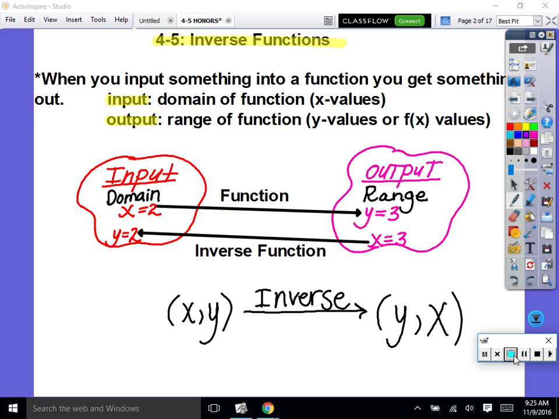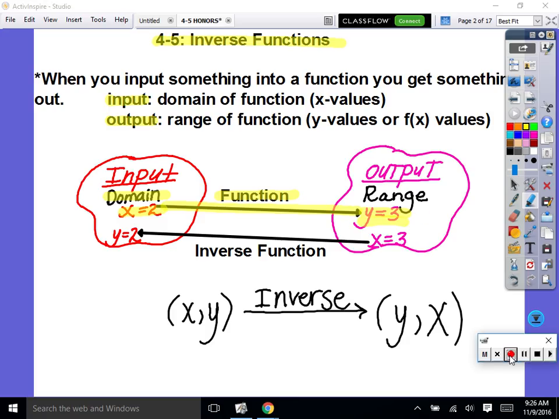So let's just talk about a function. We know how functions work. If you input something into a function, you get an output, correct? You plug something into a function, you get something out. Our input would be what we put into our function. That'd be the domain of our function. We already know this. And we get something out, and that would be the range of our function, our y values or f of x values. So if we have a function and some inputs, that's our domain, correct? If we put x equals 2 into our function, and we get y equals 3, that would be our output, our range. Correct, everybody?